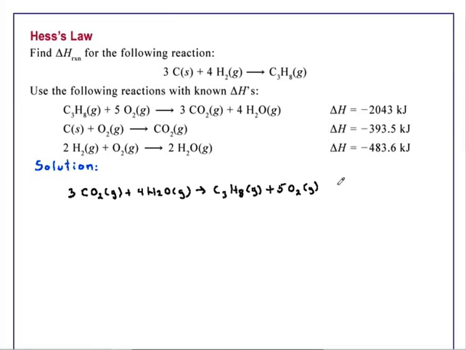And because we reverse the reaction from how it was originally written, we have to change the sign from minus 2043 kilojoules to a positive 2043 kilojoules. Now we've used this equation, so we won't use it again.